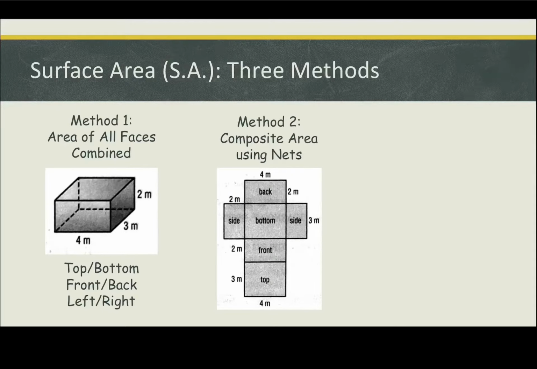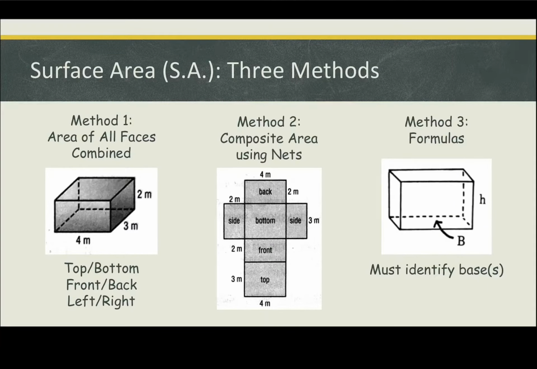The second method involved unfolding the rectangular prism into a net. Once you have the net as a two-dimensional drawing, then you can find the composite area. So the area of all the faces are now arranged in a two-dimensional format, and you can find the area.